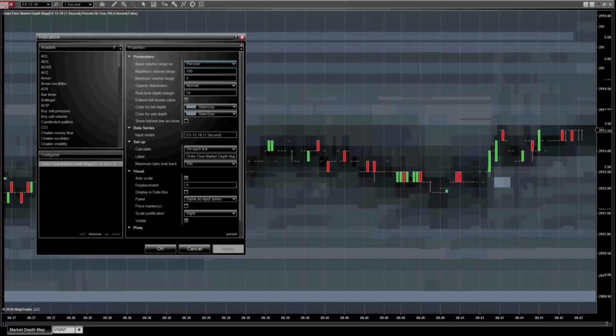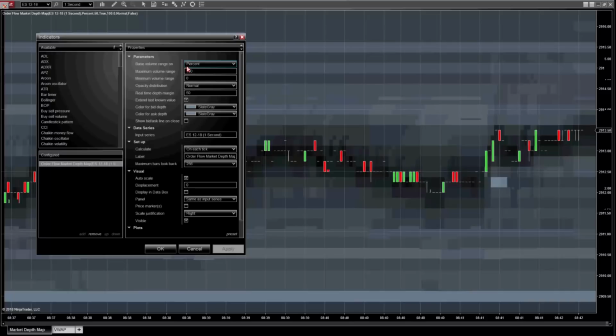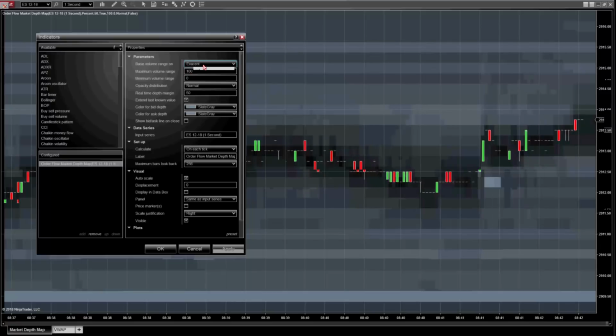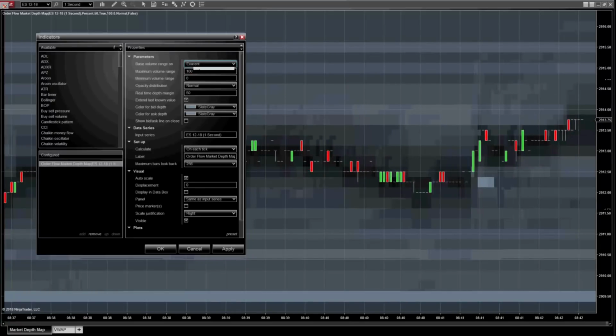You could also base the indicator on the defined minimum and maximum volume range instead of basing the volume range on the high and low depth. To do that, you'll want to select exact volume and then fill in the values you would like to use.